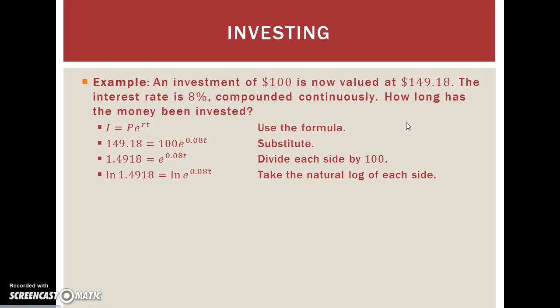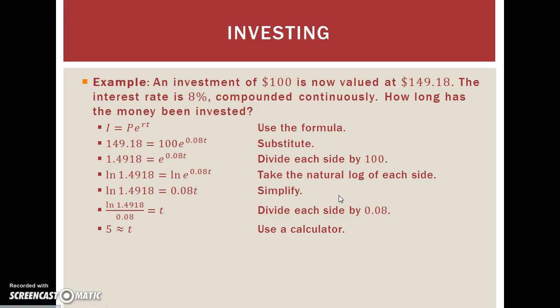And then, to get that e to go away, we're going to have to take the natural log of both sides. We can figure out the natural log of 1.4918, so that's perfectly fine over there. But by taking the natural log of e on the right, we've made sure that can go away, leaving us with that exponent now on the normal line, 0.08 times t. We can then divide each side by 0.08, and using a calculator, you figure out that t is approximately 5.